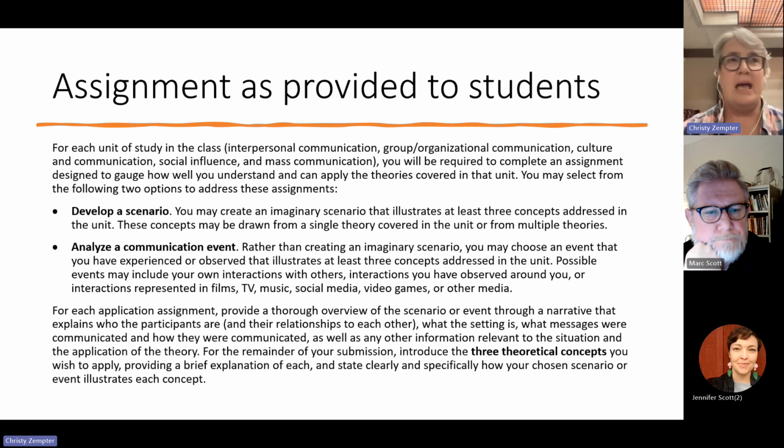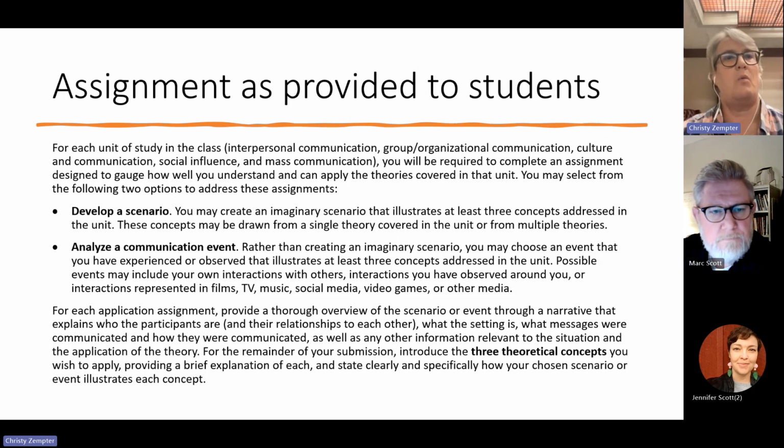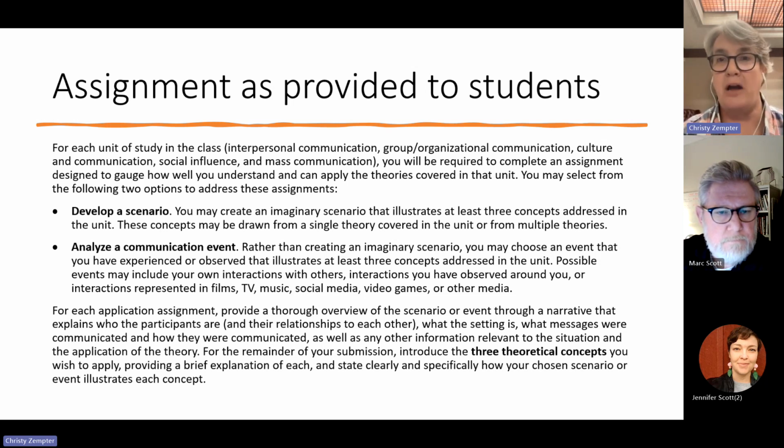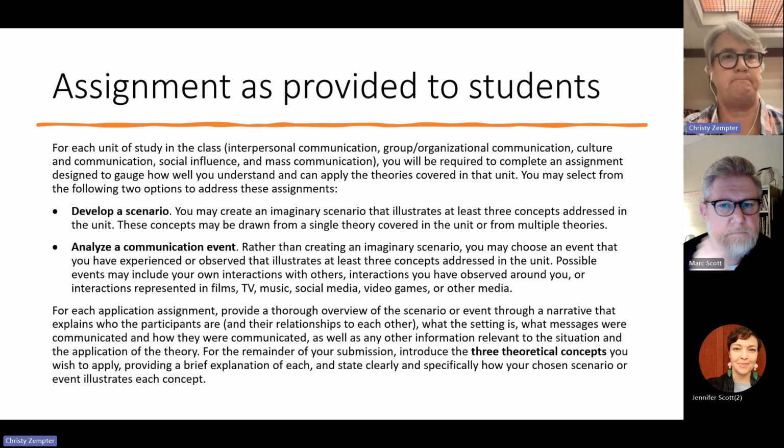So again, just being very explicit in conveying information to your students about what it is that you want to see from them and how it connects to the content of the class and the exercises, all those sorts of things. And that is my overview. So I'm going to stop sharing my screen now and turn things over to Dr. Scott.